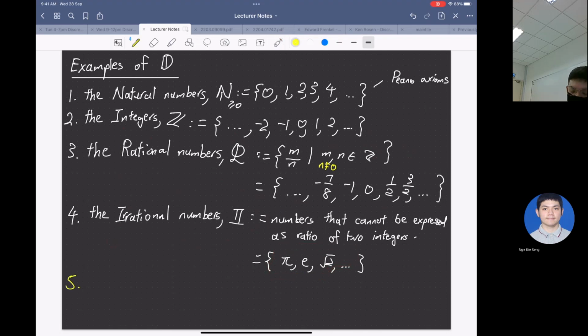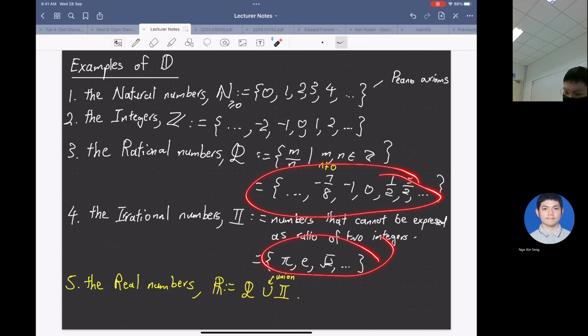So next one is the real number. The real numbers are the rational numbers together with the irrational numbers, as a union. For now, you just need to know that we combine these two sets together. I haven't even told you the definition of a set yet. So we combine these two, and it's the real numbers. It's what you use daily.